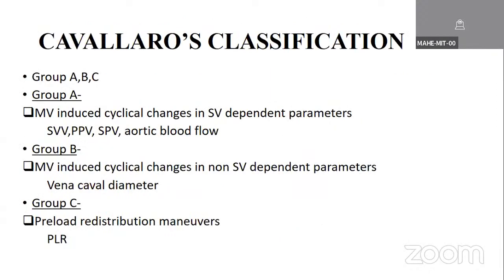And this is a classification given by Cavallaro. He divided the methods into Group A, Group B, and Group C. Group A is mechanical ventilator induced cyclical changes in stroke volume dependent parameters, that is stroke volume variation, pulse pressure variation, or aortic blood flow. Group B is mechanical ventilator induced cyclical changes in non-stroke volume dependent parameters, that is vena cava diameter. So here the stroke volume doesn't come into the picture. And Group C is the preload redistribution maneuver, that is the PLR, passive leg raising test.